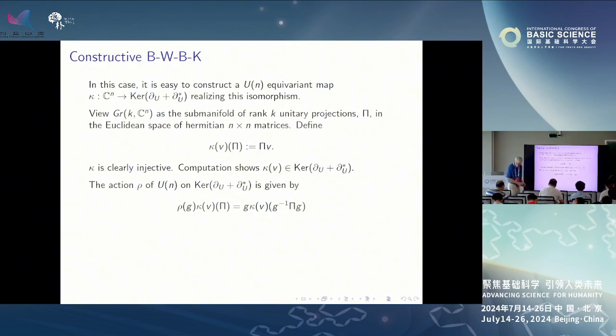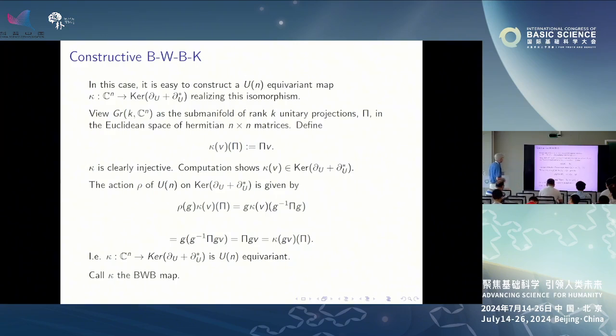And then an action on the fiber, given by the usual action of G on Cn. And if you remember that kappa v was just taking g inverse pi g and acting on v, then it becomes this next line. And when you undo the g's and g inverses, you just get pi of gv, which is kappa gv of pi. So we've just intertwined: rho g of kappa v is kappa of gv. Just a trivial computation. So we see that it's UN equivariant and clearly an isomorphism. Okay, so let's call kappa the BWB map, for Borel-Weil-Bott.